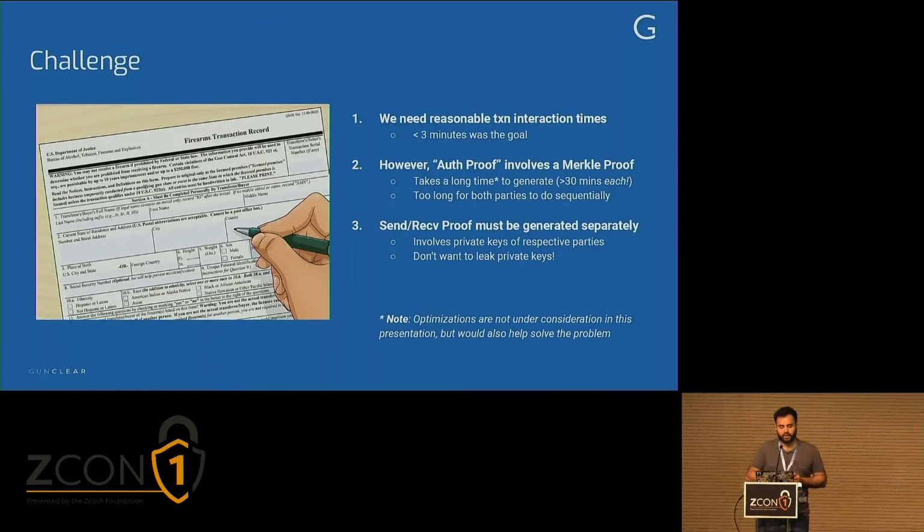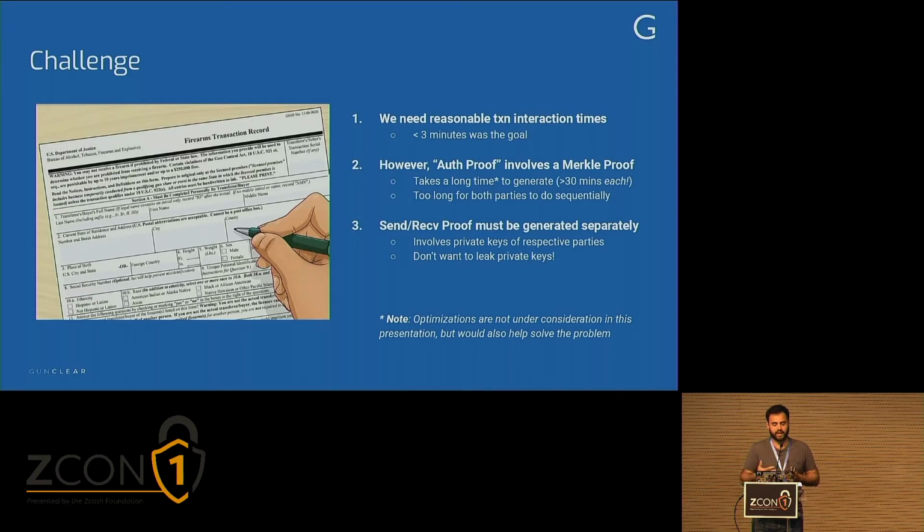But of course, engineering has trade-offs. So some of the challenges with the naive design that I showed in the previous slides is that, well, first off, we wanted to ensure that a physical transaction between 2 participants is about on par with filling out the paperwork in a traditional transaction. So it should take somewhere on the order of 3 minutes to do. However, the unoptimized version of our membership authorization proof took about 45 minutes to generate.